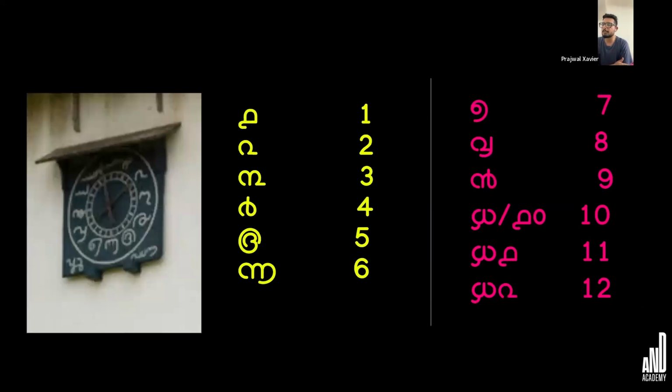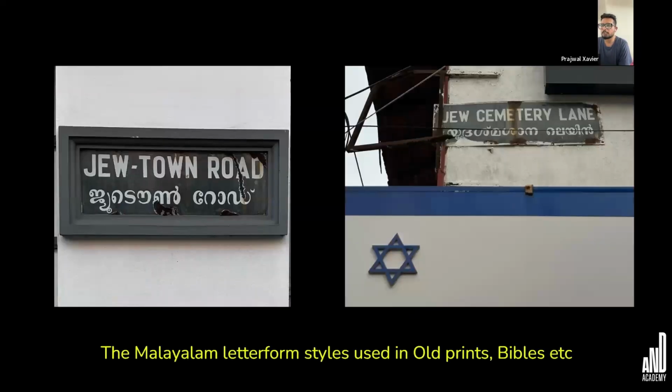So these are the Malayalam numerals in use. It's a very rare font available to indicate this kind of numerals, and this font is called Manjari. It's a free font. You can get it online. And these are some signages I have collected from Mattancherry, I mean the Jew Street area.